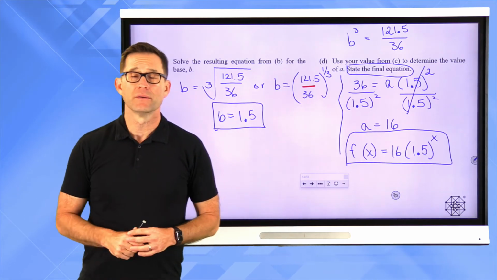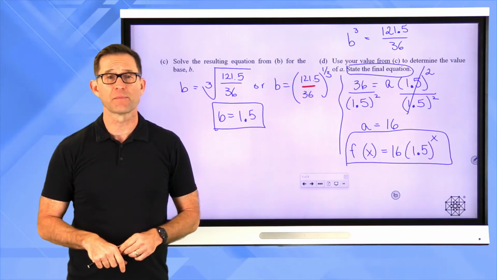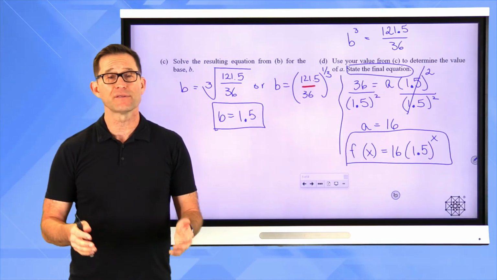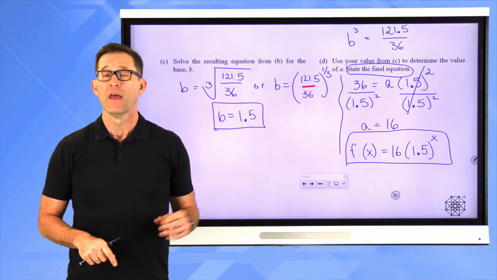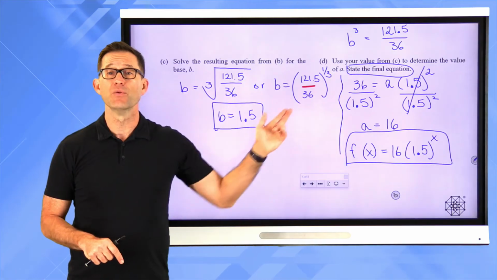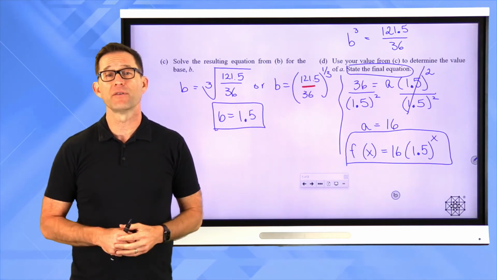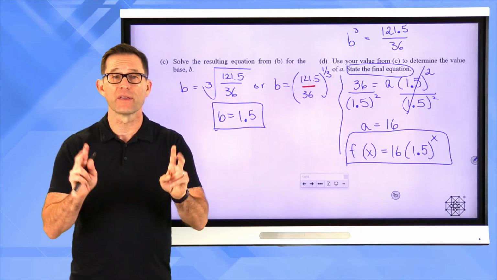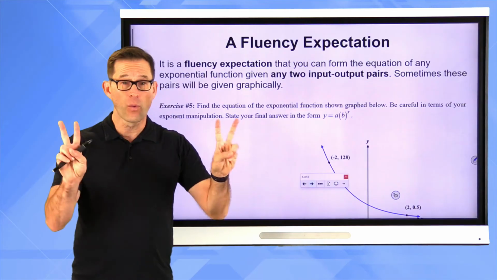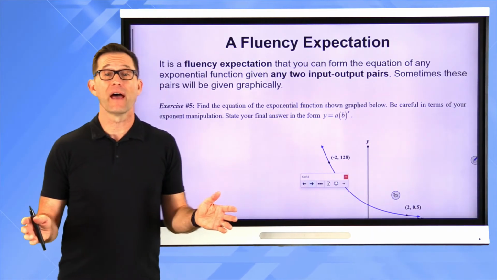That procedure, literally substitute the two given points into the general form of the exponential equation, divide the two equations to eliminate a, subtract powers of b, then use some kind of a root to figure out the value of b, substitute b back in to find the value of a, will work every time to find the equation of an exponential given that you have 2 points that lie on that exponential. Not 4, but 2. All right, so a fluency expectation.